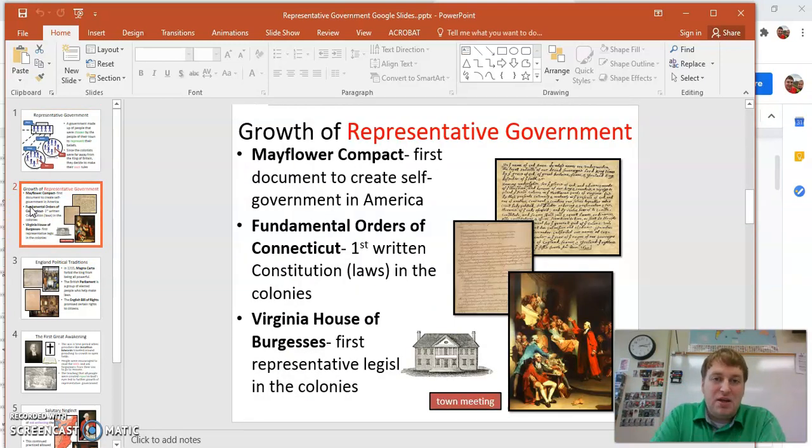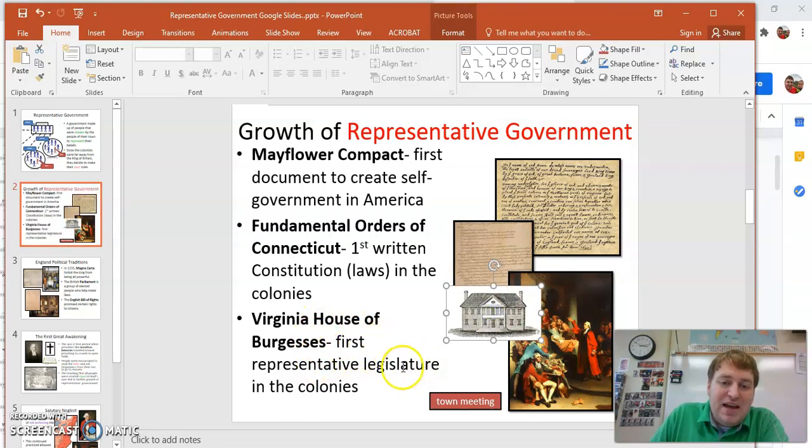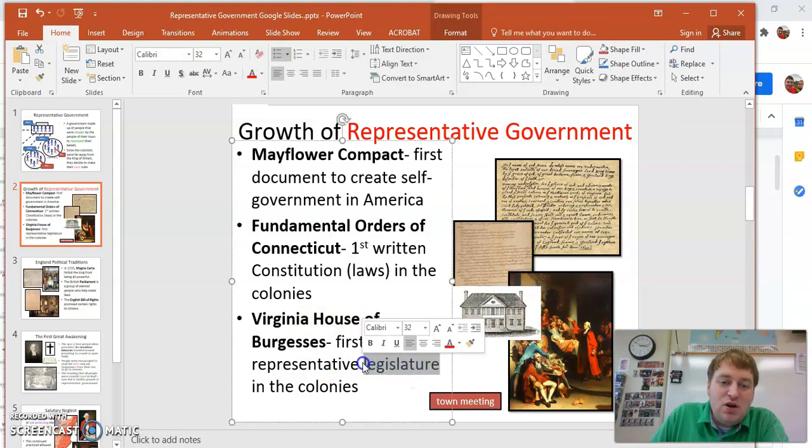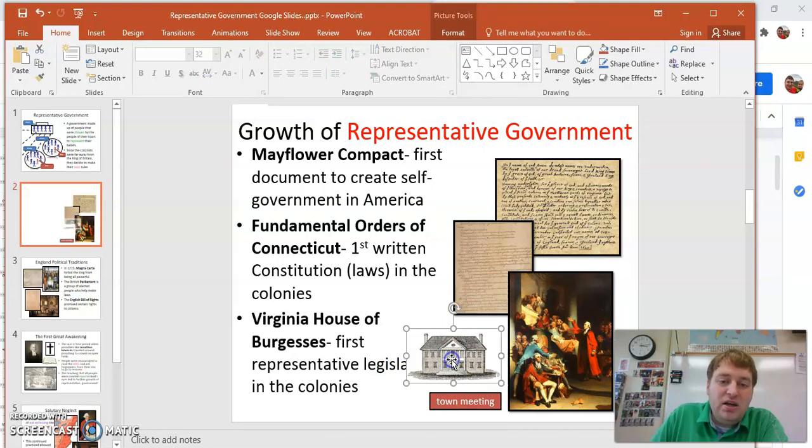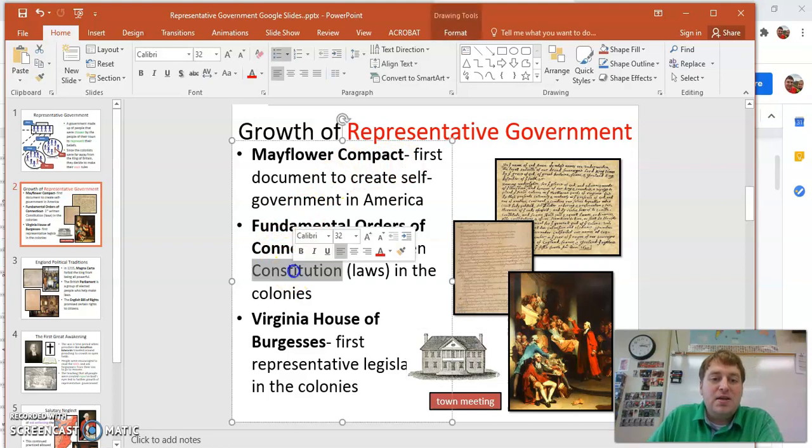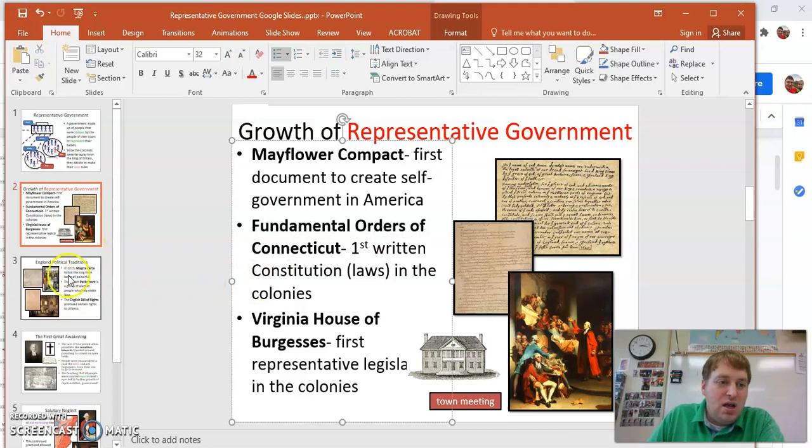Last week we talked about these huge forms of representative government. The first one, and we're going out of order in the slide here, Virginia House of Burgesses. Look at this. It says it is the first representative legislature, and that's just a fancy word. A lot of students are afraid of that word. Legislature just means group. It was the first representative government in the colonies. Then you had the Mayflower Compact by the Pilgrims, another form of self-government or representative government. In the Fundamental Orders, Connecticut, what makes that one a little bit different than the other ones is that it was a constitution, just like ours. So it was the first written constitution in the colonies.